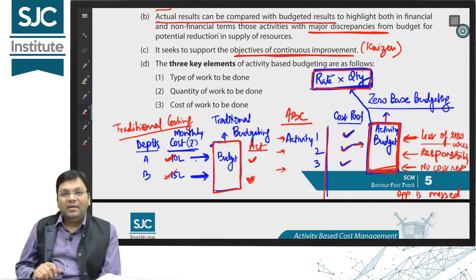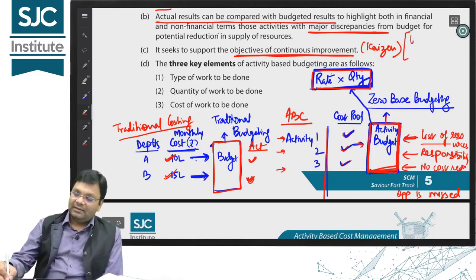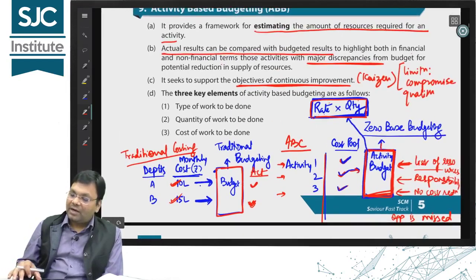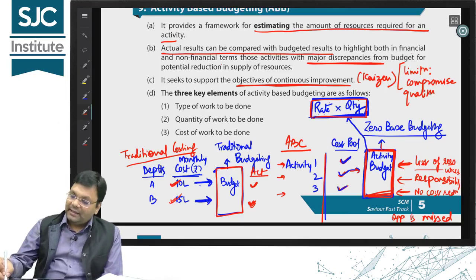But there is one limitation for this also. What is the limitation of Kaizen? The limitation of Kaizen is that they may sometimes compromise quality. You can write this limitation: compromise quality. Our workers may sometimes compromise quality in search of reduction of cost.